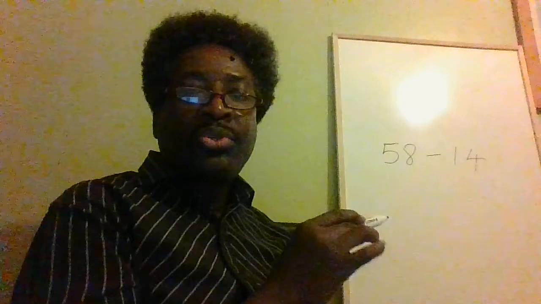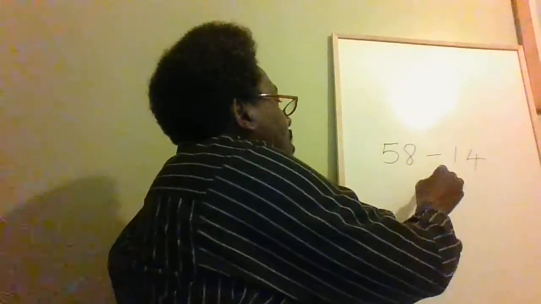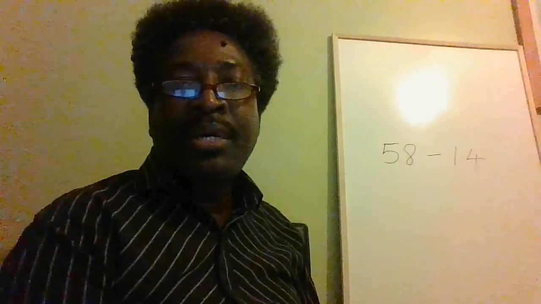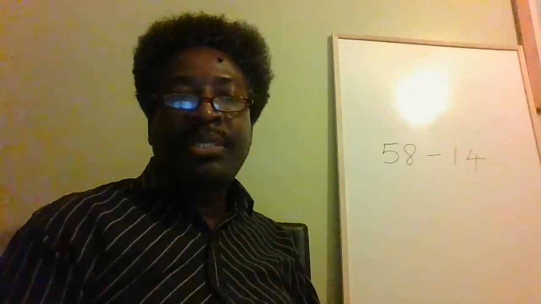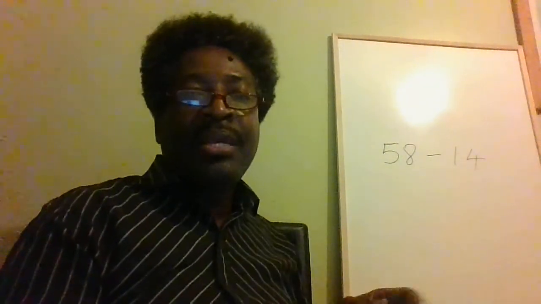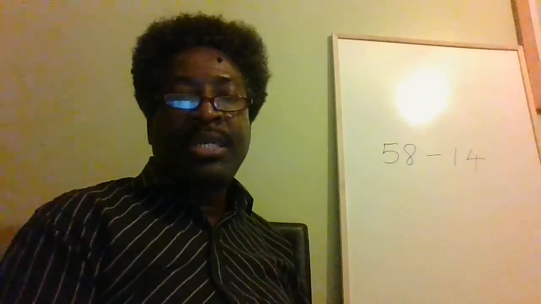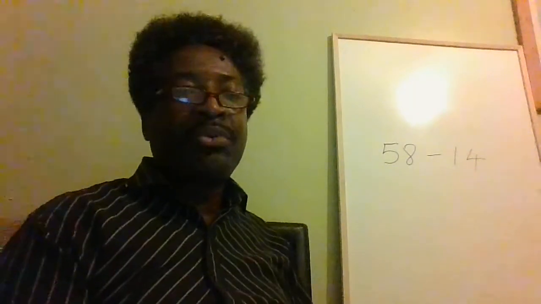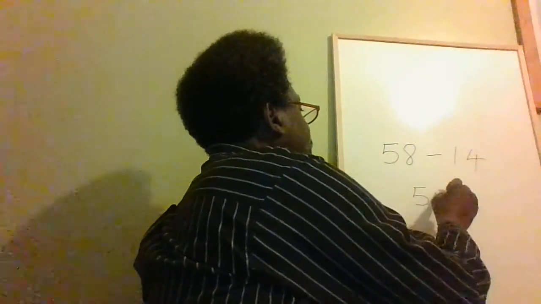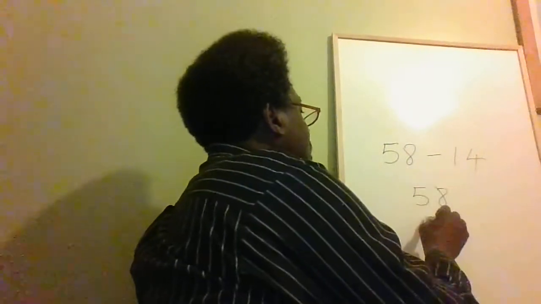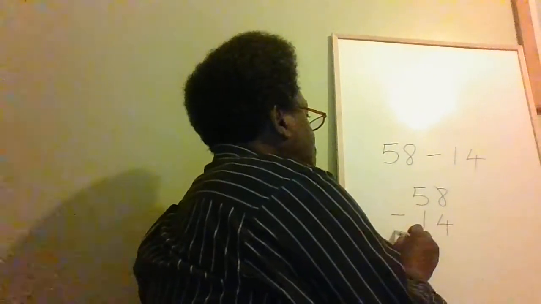You must always put the bigger number on top, the first number. So the first number will always be the bigger number. We're not dealing with negative numbers yet. When we deal with negative numbers, then yes, the first number can be smaller than the second number. But now we are not yet dealing with negative numbers. So now we want to do 58 take away 14. The bigger number must be on top, 58, and 14 will be below. Put your takeaway sign.